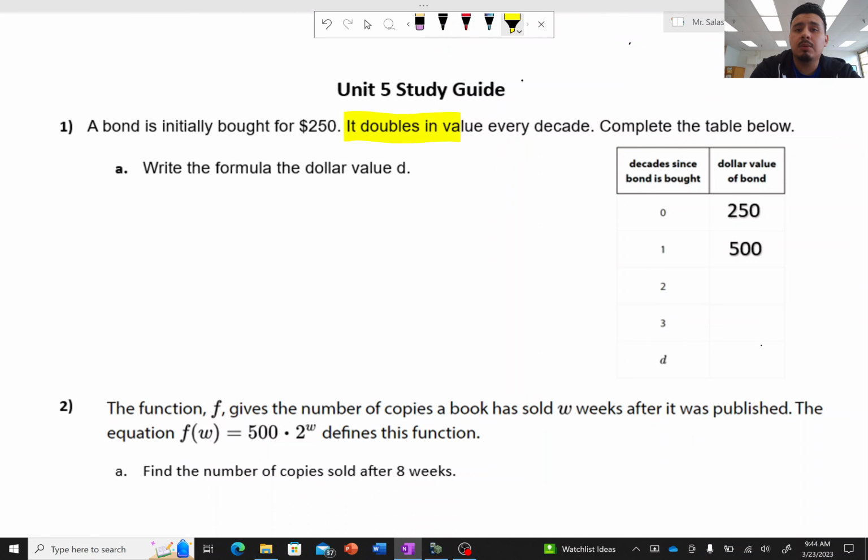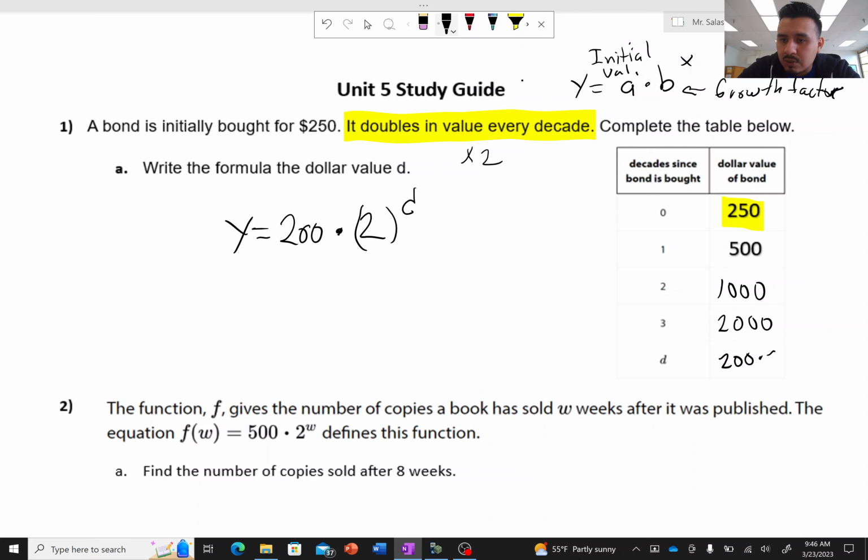Well, in this problem, they happen to tell us what the growth factor is. They say it doubles. So it means that it's times 2. And then to the power of, we're going to go ahead and use D instead of X. Okay, so to the power of D. So my formula for D is 250 times 2 to the power of D, okay? Sorry, let me rewrite this. It looks a little too sloppy. And there you have it. You filled out the table.